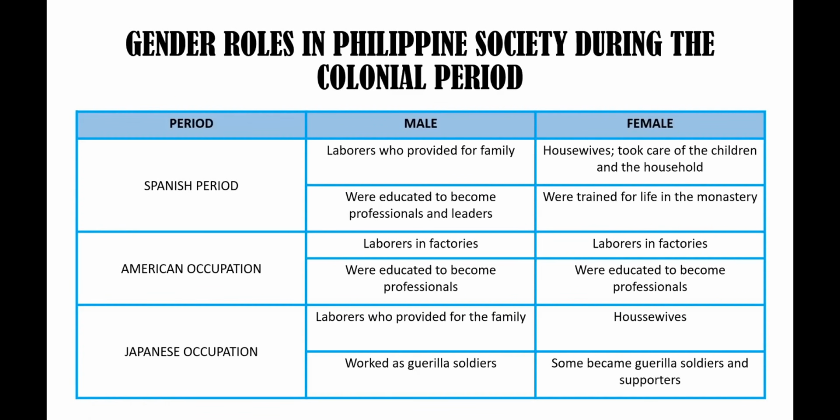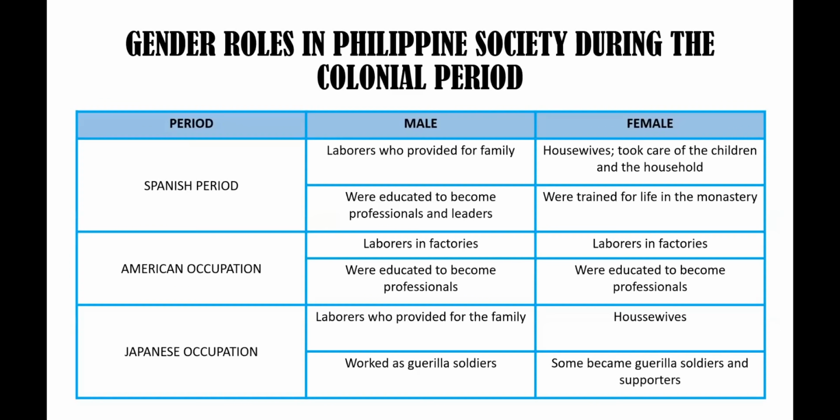So we all know that we have been colonized during three different periods. First, we have the Spaniards, Americans, and Japanese. Now, during the Spanish period, the gender roles of male and female changed drastically. Why did it change? Because during this period, only men were given the opportunity to work and to become professionals and leaders, while housewives were always inside their houses, taking care of their children and the household.